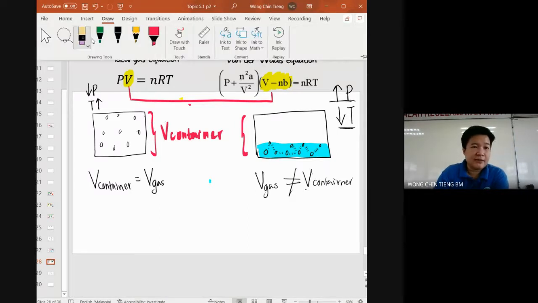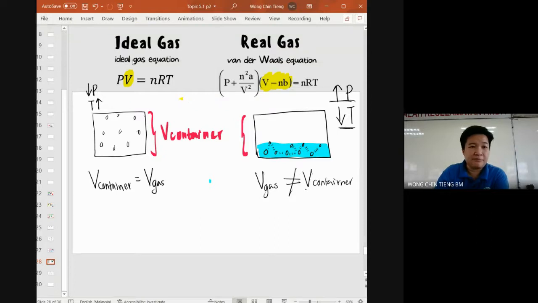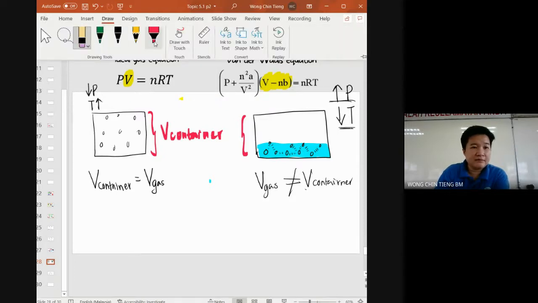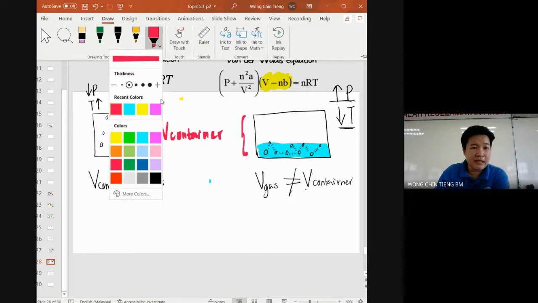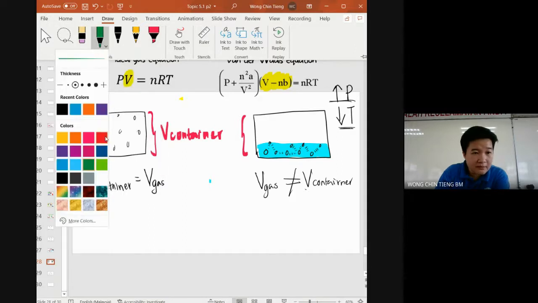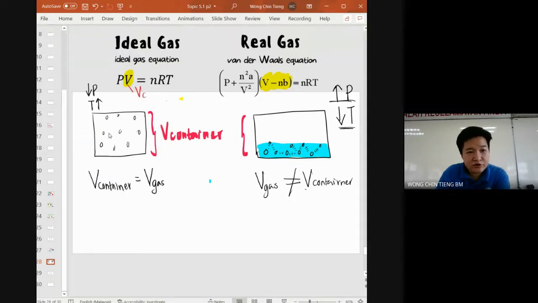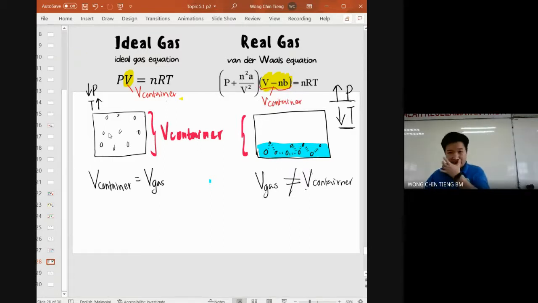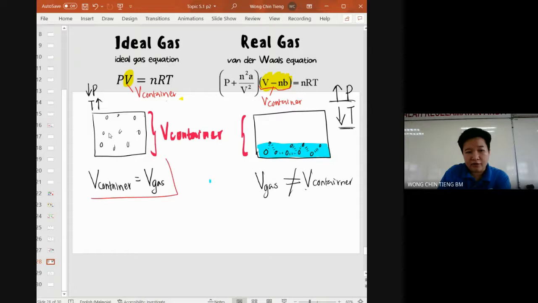Sorry, I want to retract the earlier sentence. The volume does not need to be the same. This should be the volume of container. Sorry. Okay. So right now, in the ideal gas, volume of gas equals volume of container.